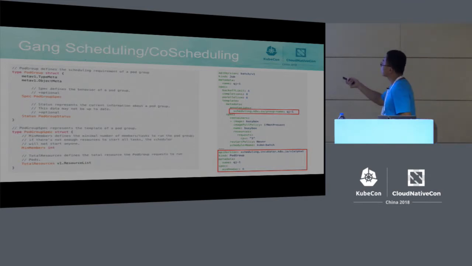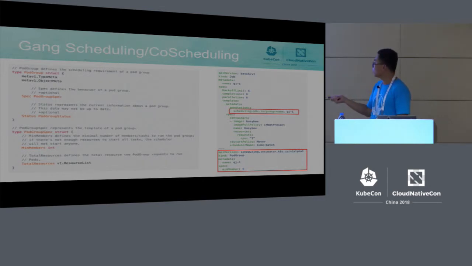So how does it work? Not sure if you can see clearly, I will explain it. From here to the bottom, to the part before the red box, it is a native batch job from a YAML file, and in the red box we add an annotation, scheduling.k8s.io/group-name. And here there's a group name, we call it QJ1. What you see here is the existing format. And the bottom red box is a CRD, which is called a pod group.